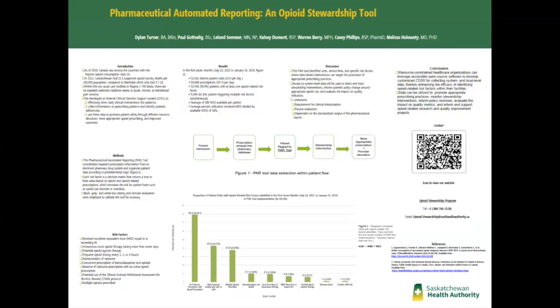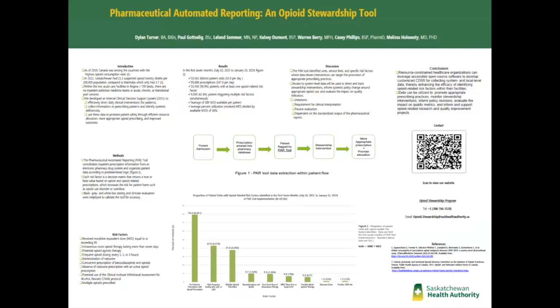Today, we are going to quickly discuss our program's development of a pharmaceutical reporting tool that has allowed us to leverage accessible open source software to develop reports consisting of local data to enhance the efficacy of identifying opioid-related risk factors within our facilities, which can then be utilized to promote appropriate prescribing practices, monitor and evaluate stewardship interventions, to inform health system policy revisions, and to support opioid-related research.